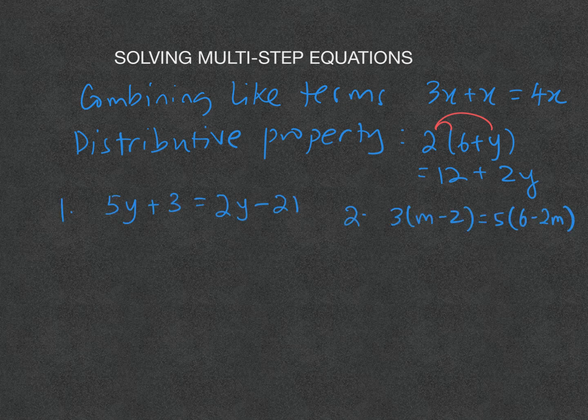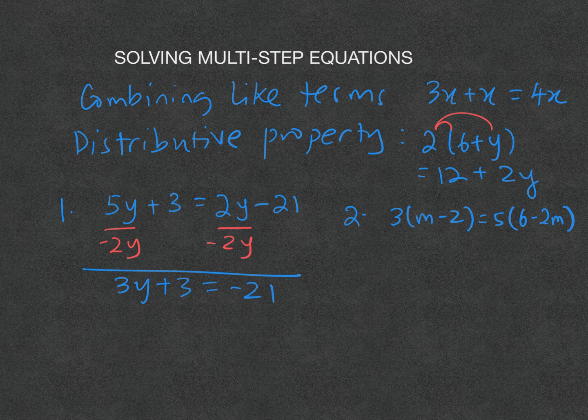In example 1, we have 5y plus 3 is equal to 2y minus 21. Now, we have the variables on both sides. So we need to make sure that we have the variables only on one side, isolating the variable. So you can think about getting rid of the 5y from the left-hand side or the 2y from the right-hand side. So I find it easier when we subtract the 2y so that I don't end up with a negative coefficient for my y. So my left-hand side, I end up with 3y plus 3 is equal to negative 21.